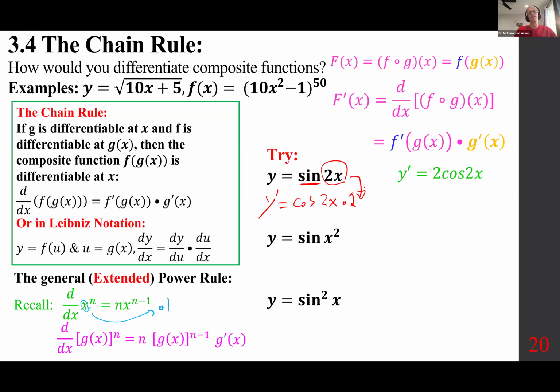You rewrite. Same thing happens here. You say y prime is cosine. You pause. You say, okay, I can't write cosine without any argument. I must use the same argument. The derivative of that is 2x. And there you have it.